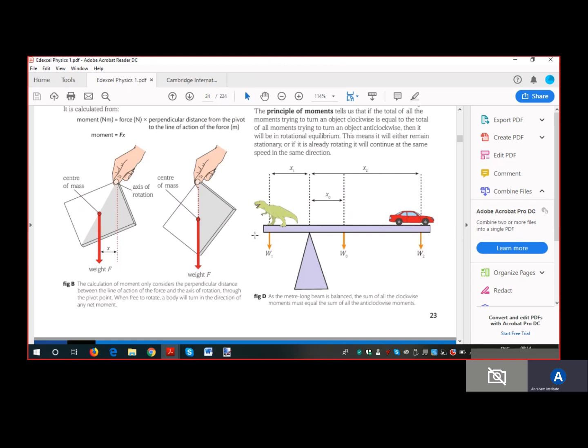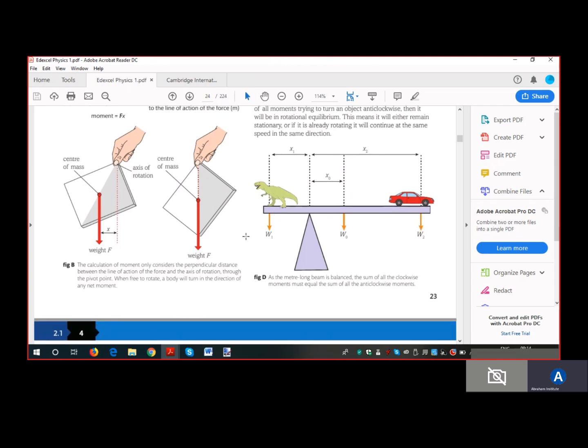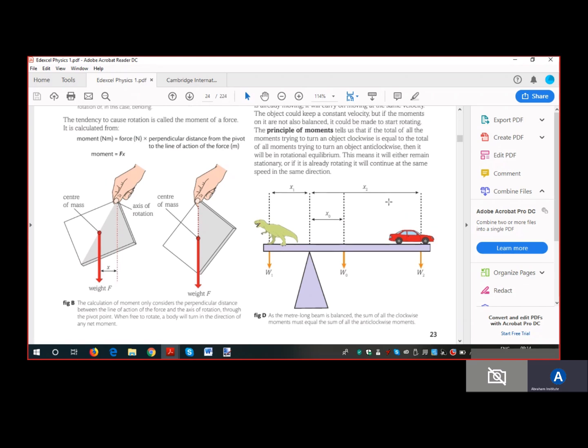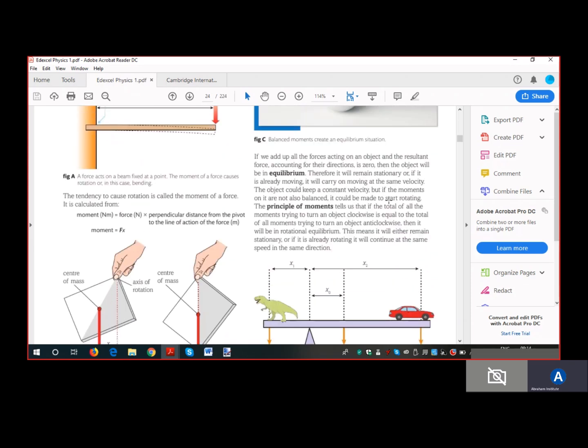Now here is another example. They have not told us what the force is that is acting at this point. So to make our calculation easy, we can take the moment about this point. We can also take moments about any point. If it is in equilibrium, the sum of clockwise moments is equal to the sum of anti-clockwise moments. That is what we call the principle of moments.